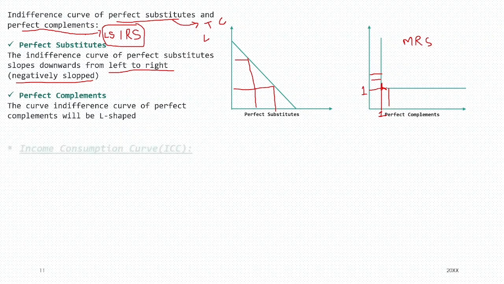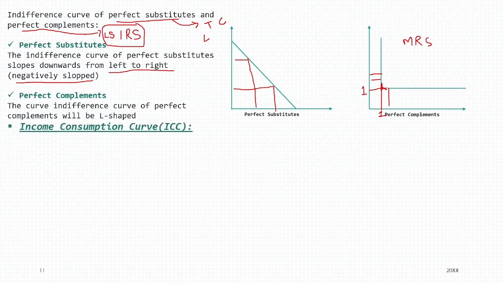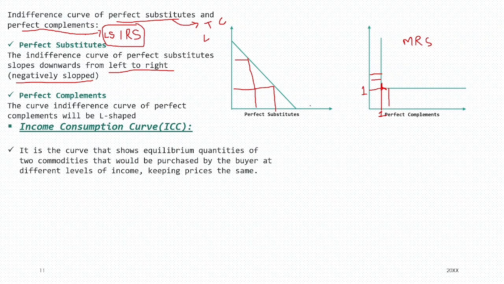Now the last topic for today's lecture video is the income consumption curve. Let's start with the income consumption curve. The income consumption curve is the curve that shows equilibrium quantities of two commodities that would be purchased by a buyer at different levels of income, keeping the prices the same. It is a curve formed by the consumer equilibrium that we studied, which we formed from the budget line and indifference curve.